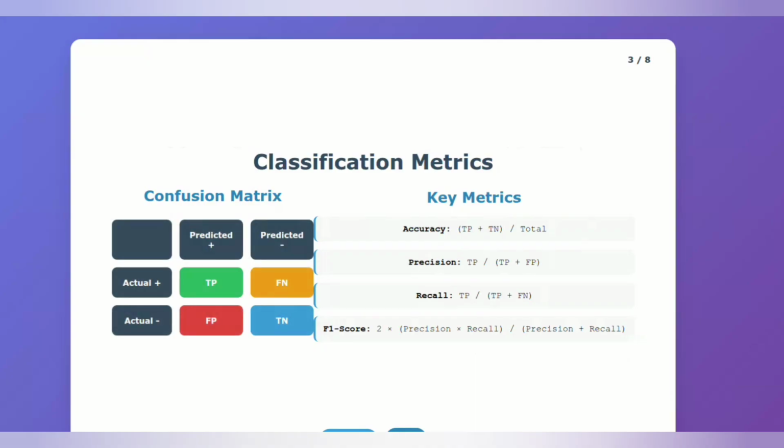Now for metrics. For classification tasks predicting categories, we use metrics like accuracy, correct predictions out of total, precision, of what was predicted positive, how many were actually positive, recall, of all actual positives, how many were predicted positive, and F1 score, a balance between precision and recall. The confusion matrix is a powerful visual tool for understanding these metrics.